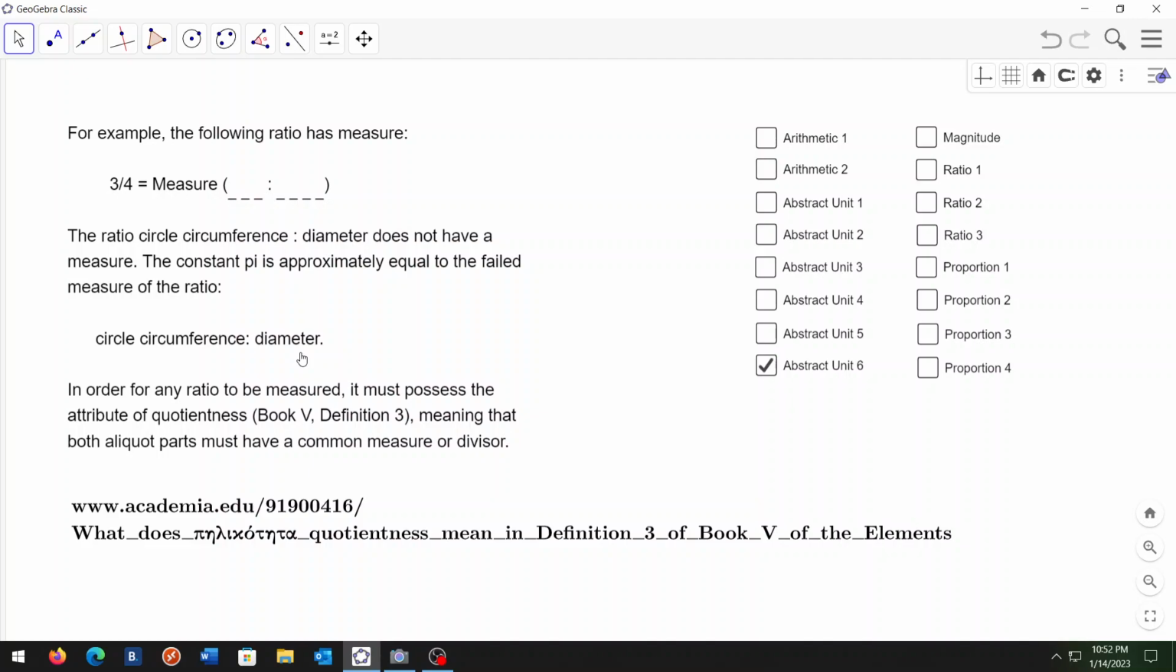In order for any ratio to be measured, it must possess the attribute of quotients, such as from Book 5, Definition 3, meaning that both aliquot parts must have a common measure or divisor. And if you want to learn more about that, check out the link below as far as what quotient means.